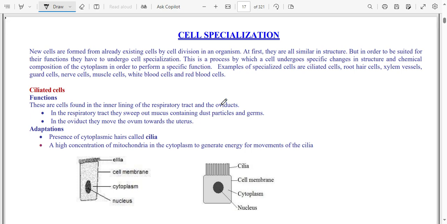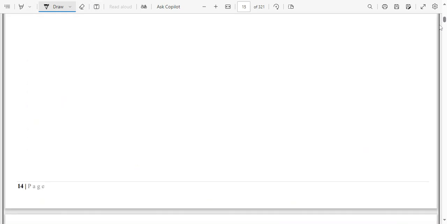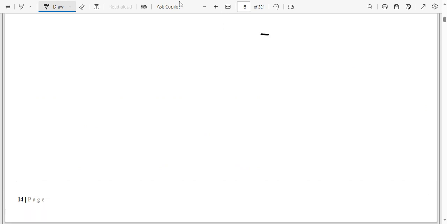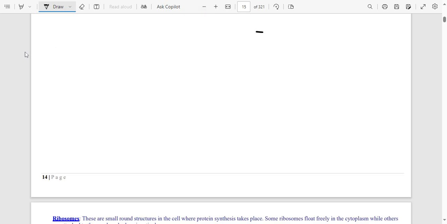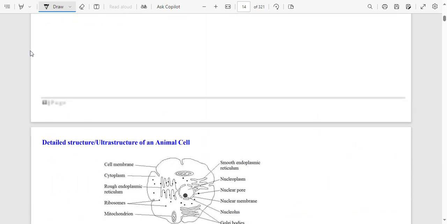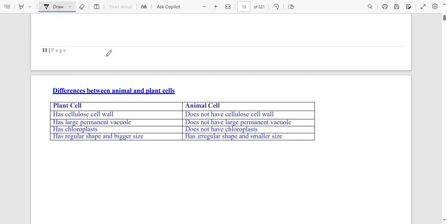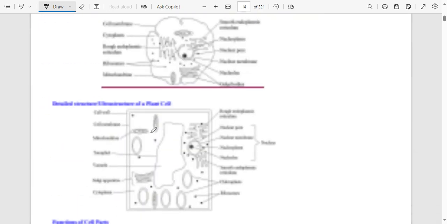Okay, so the important differences that you have to know are these ones here. A plant cell has got a cellulose, animal cell doesn't have. Vacuole, animal cell doesn't have. Chloroplast, animal cell doesn't have. And then also the plant cell is bigger, and the animal cell is smaller. All right.